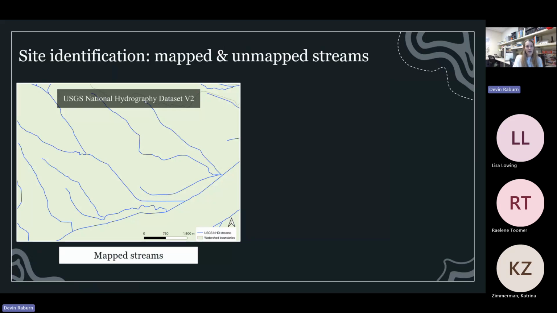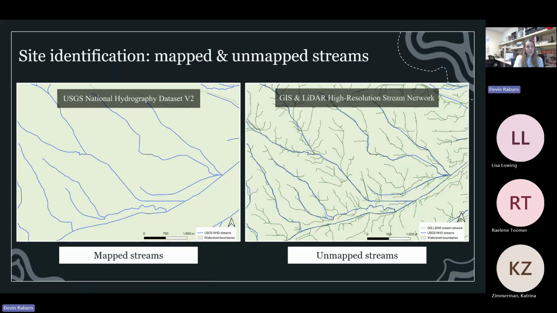And then to identify our mapped and our unmapped stream sites, first we'll start with our mapped. Like I said before, these are depicted in the USGS National Hydrography Dataset. So we can see those in the blue here are mapped streams, those larger main stem streams. And then we use GIS and LiDAR data to develop a high resolution stream network that is able to depict these smaller unmapped streams. We can see those depicted here in the green.